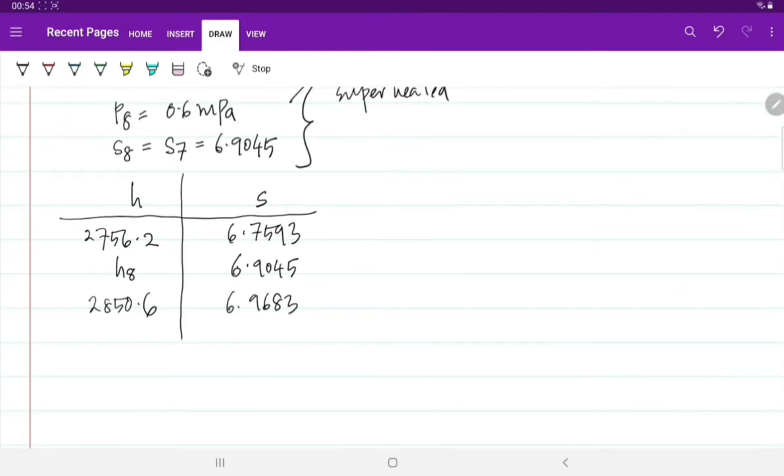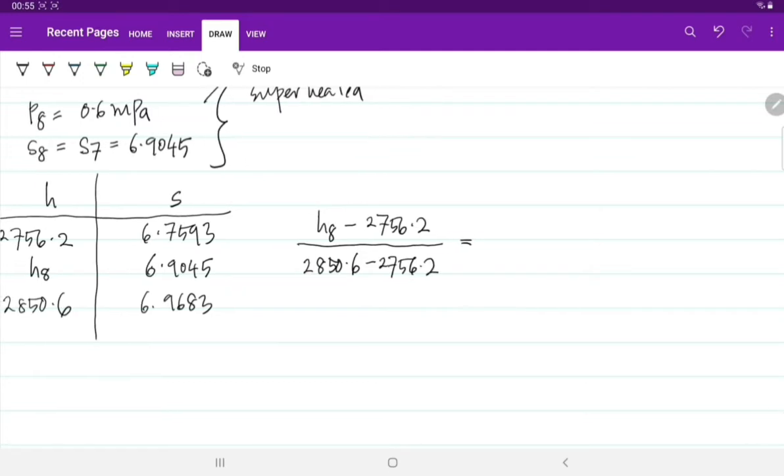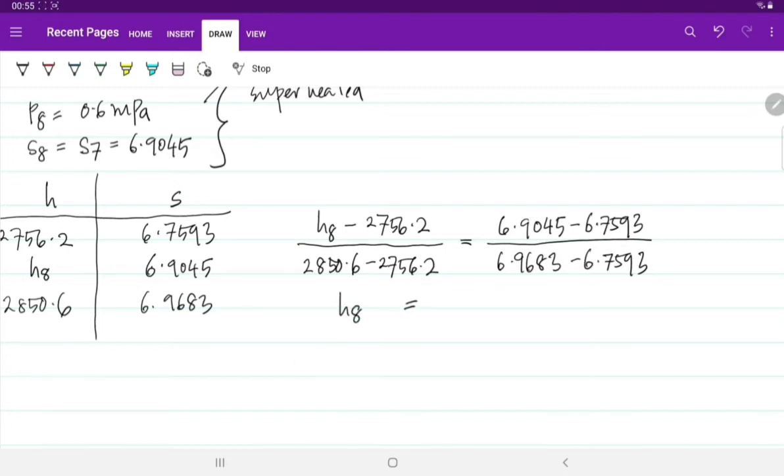Okay, we are interpolating H8. So H8 minus 2756.2 divided by 2850.6 minus 2756.2 equals 6.9045 minus 6.7593 divided by 6.9683 minus 6.7593. Okay, key in everything in the calculator.